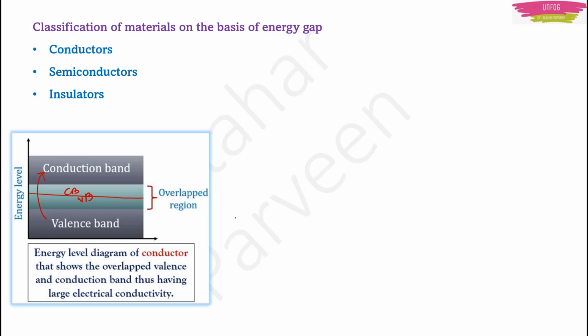Now that energy gap which we told, the forbidden energy gap, the symbol for that is Eg. Here what happens in conductors, Eg will be 0, right? Because the conduction band and valence band are overlapped.